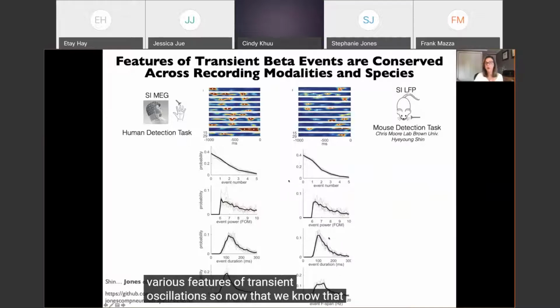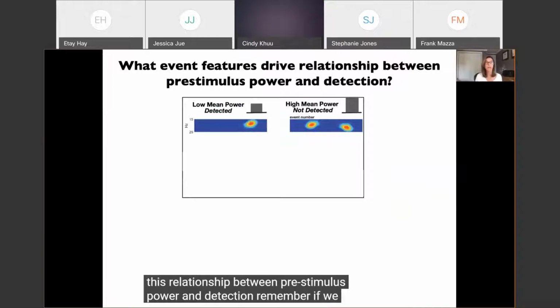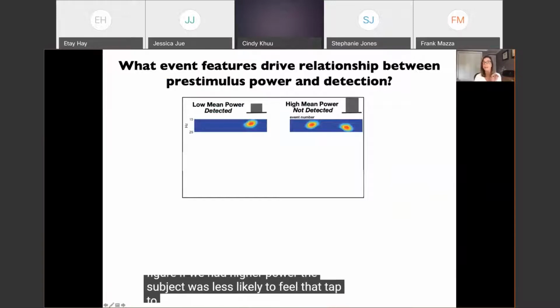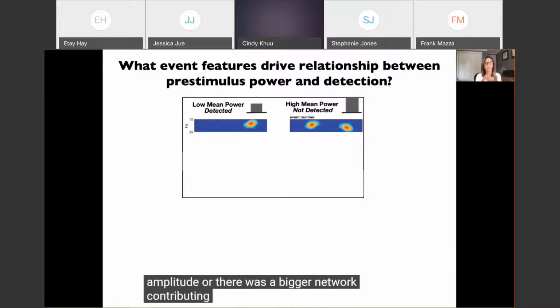So now that we know that these rhythms are transient, we have to revisit the question: what features drive this relationship between pre-stimulus power and detection? Remember, if we had low average power, then the subject was more likely to feel that tap to the finger. If we had higher power, the subject was less likely to feel that tap to the finger. And so when we think of an oscillation being higher in power, we might automatically think, well, that means the oscillation was higher in amplitude, or there was a bigger network contributing to the response.